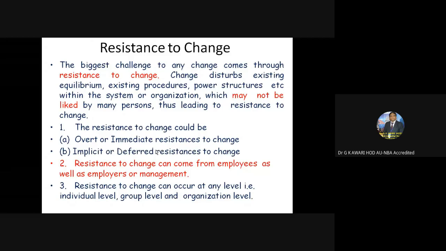Then I will come to the resistance to change. The biggest challenge to any change comes through resistance to change. Change disturbs existing equilibrium, existing procedures, and power structure within the system or organization, which may not be liked by many persons, thus leading to resistance to change. So resistance to change could be immediate resistance, implicit or deferred resistance to change.